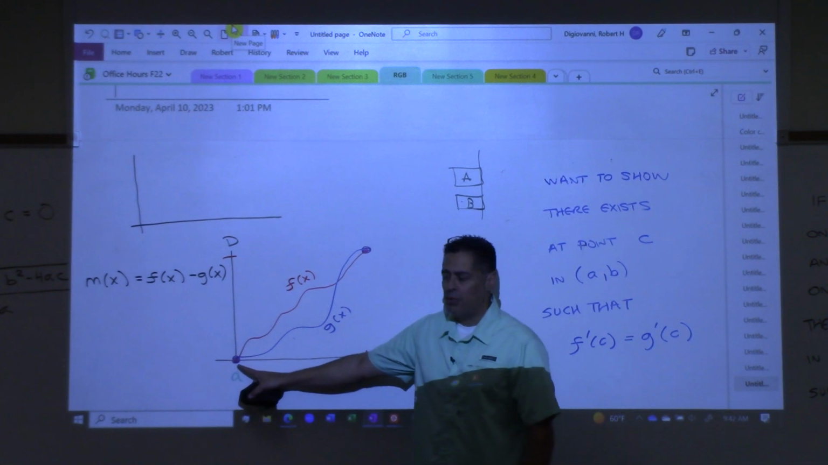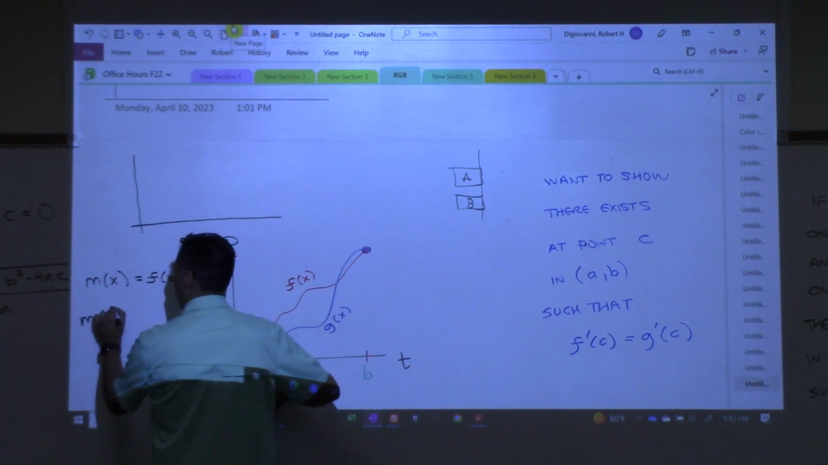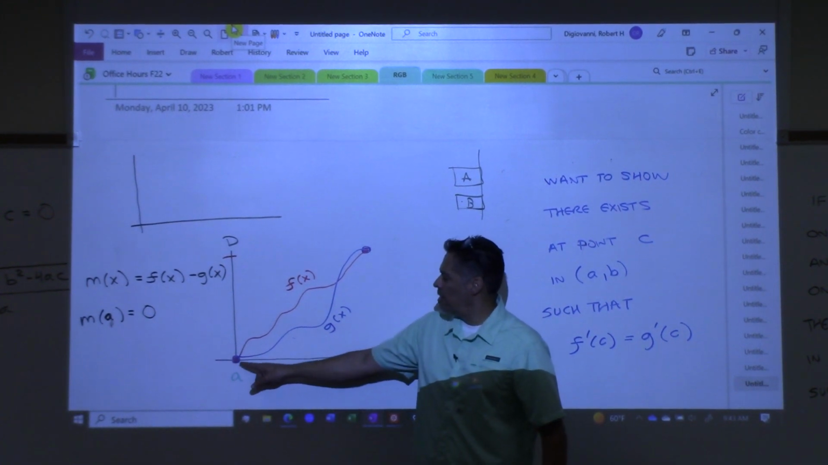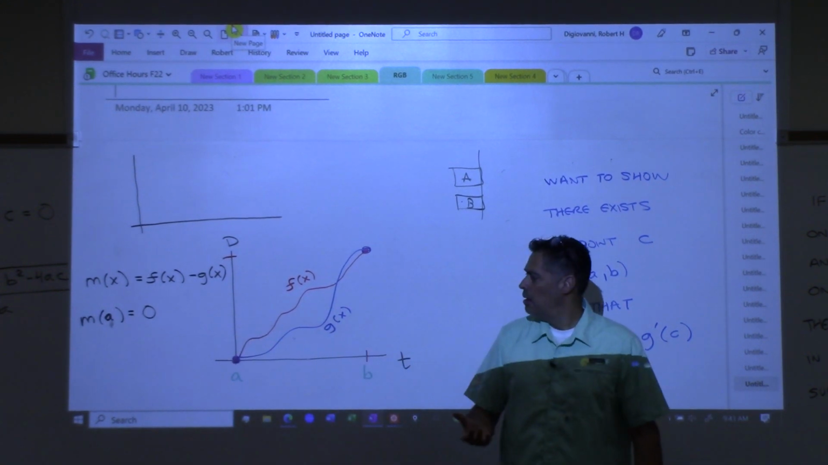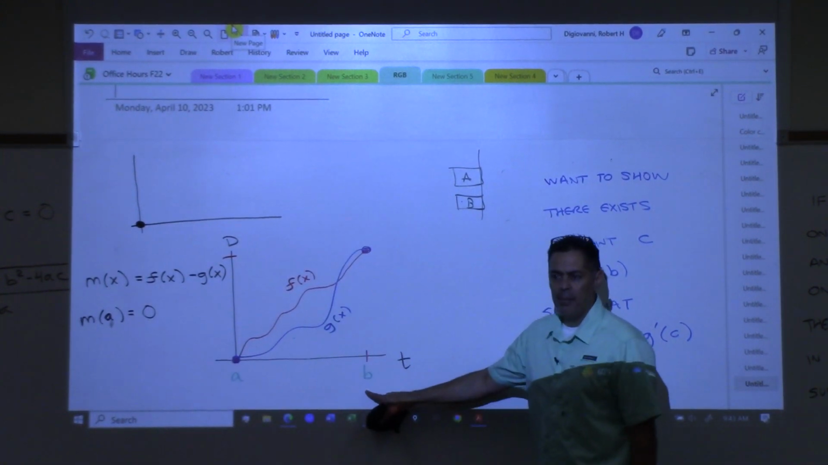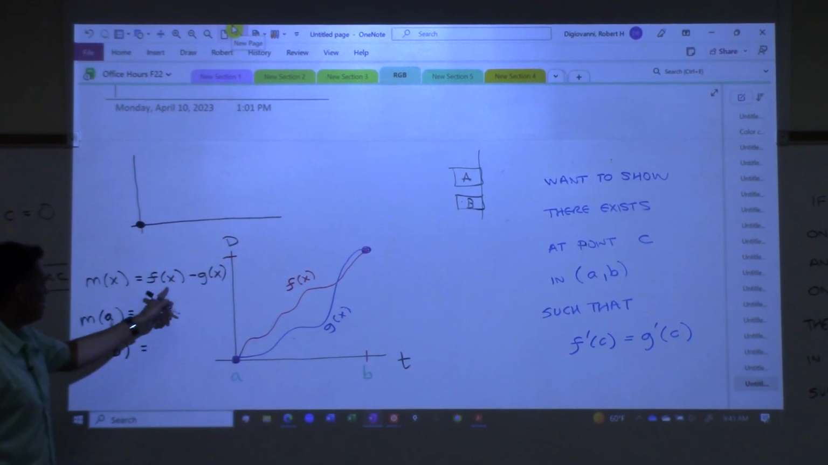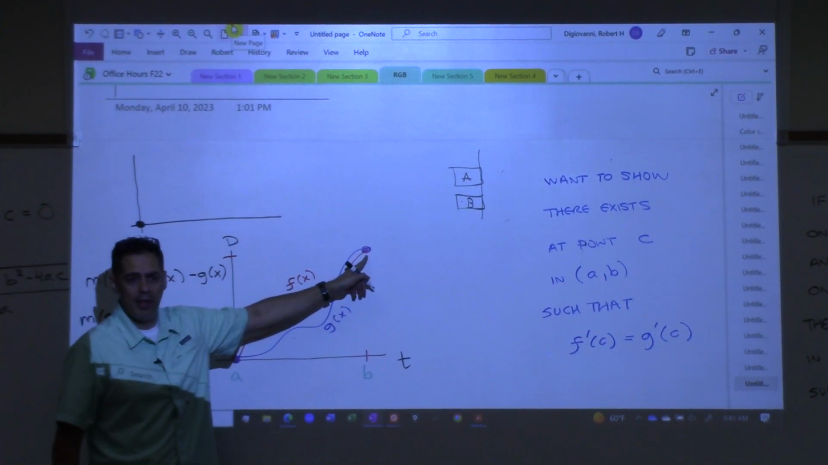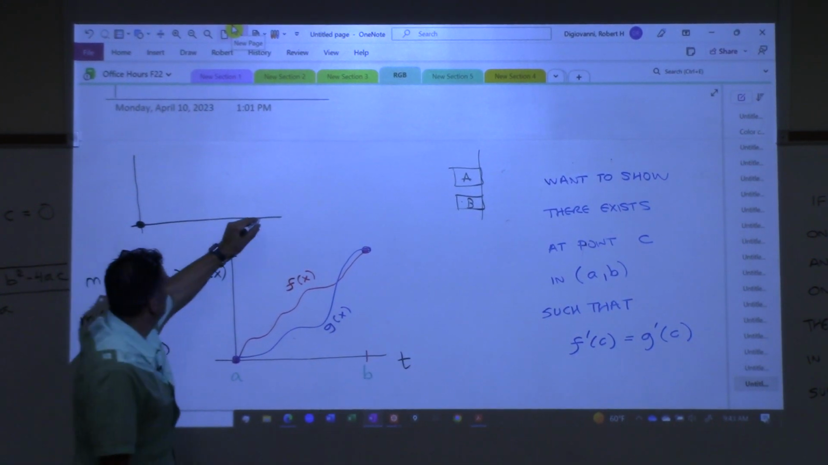So what can you tell me about the value of the functions at a? What is m at a? 0. Why? Because both the red and blue are the exact same value at a, right? So if you subtract the two, you get 0. So if I graph the m function at a, it's here. What can you tell me about the m function at b? Well, it's the f function at b minus the g function at b. So what's the difference of the functions at the end? 0 again, right? So this new function I have starts here and ends here.